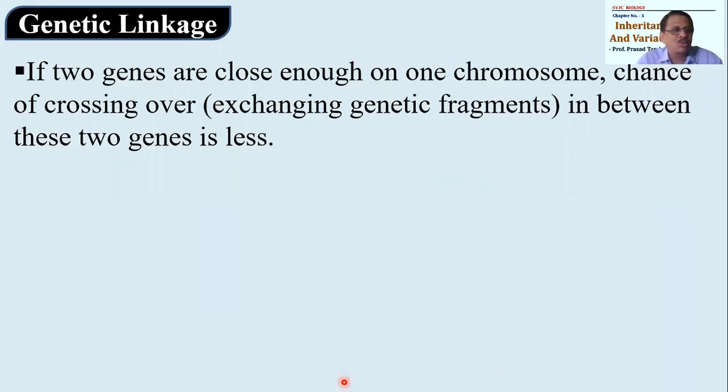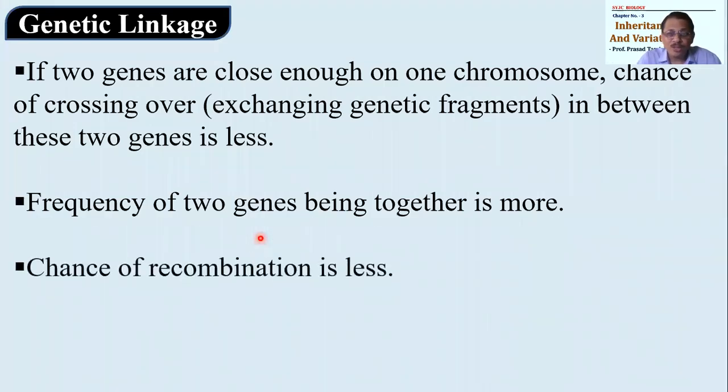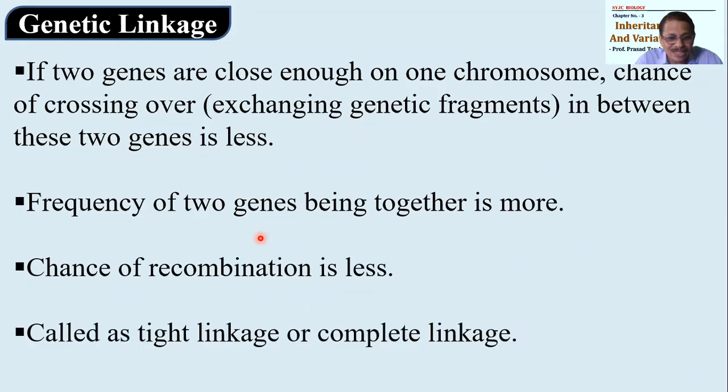मैं पढ़ूंगा उसको, लिटरली पढ़ूंगा, मैं उसको बताऊंगा नहीं आपको. If two genes are close enough on one chromosome, then chance of crossing over, that is exchanging genetic fragments in between these two genes, is less. ओके, आगे क्या कहते हैं, frequency of these two genes being together is more and chance of recombining or recombinations is less. This is called as tight linkage or complete linkage or linkage. Linkage का मतलब क्या? The two genes are linked together, connected to each other. Okay, now let us discuss. ये तो अभी हम लोगों ने पढ़ लिया, अभी डिस्कस करना है.